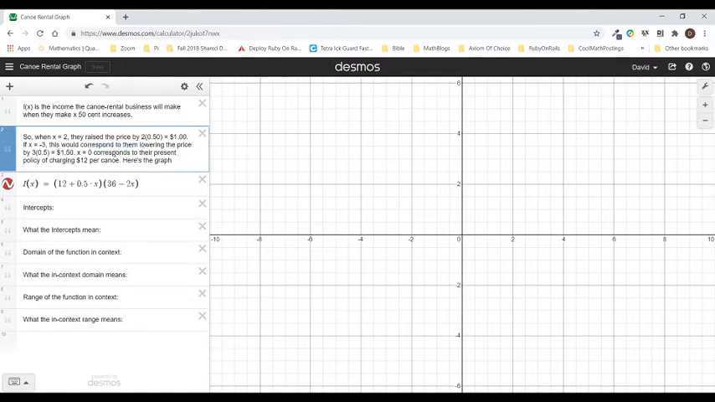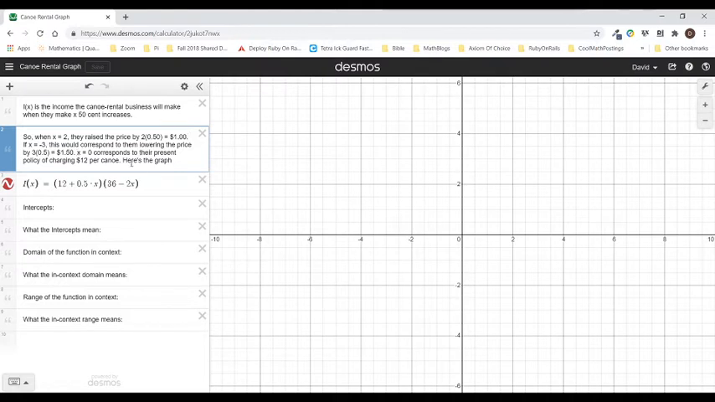If X equals minus 3, now that's possible because that just means they're lowering the price 3 times by 50 cents. So they'd be lowering the price by $1.50. So X can be negative, X can be positive. X equals 0 means they don't raise the price, they don't lower the price. And at the moment, they're in the policy of charging $12 a canoe.